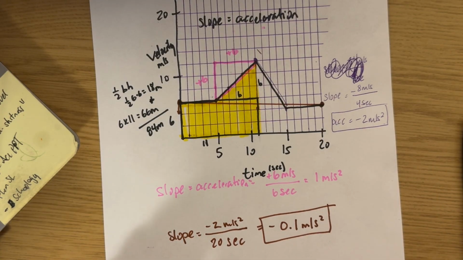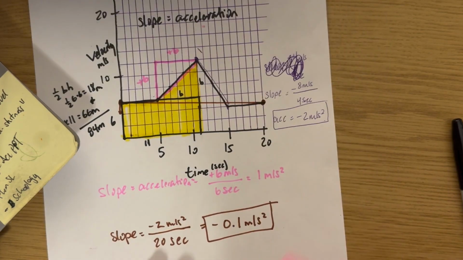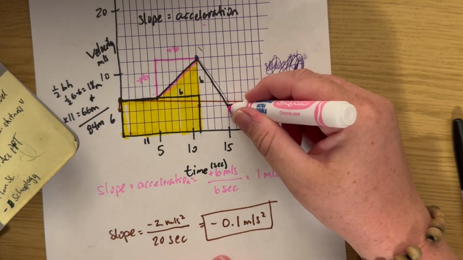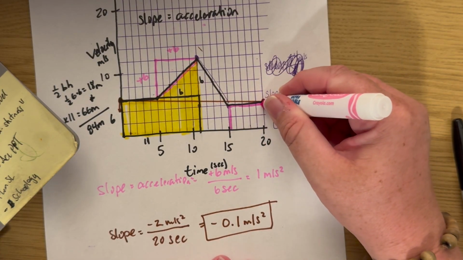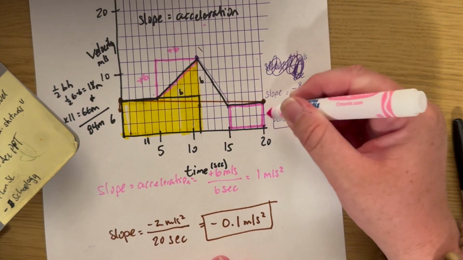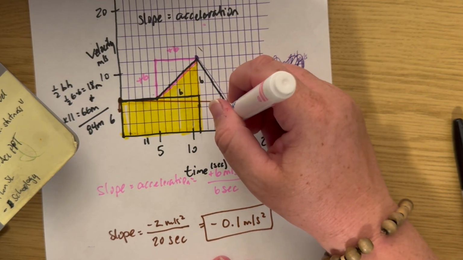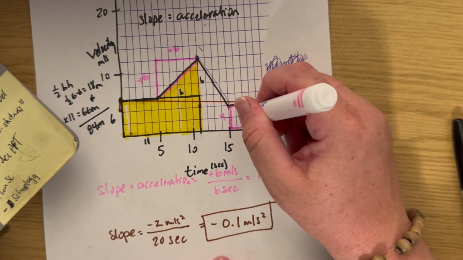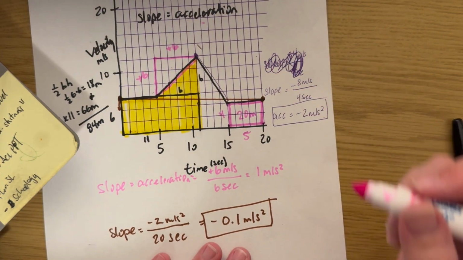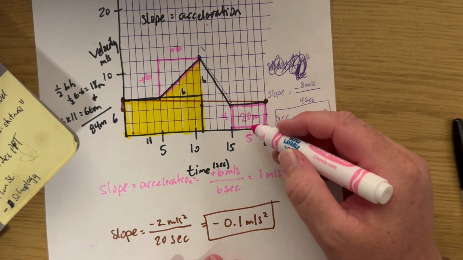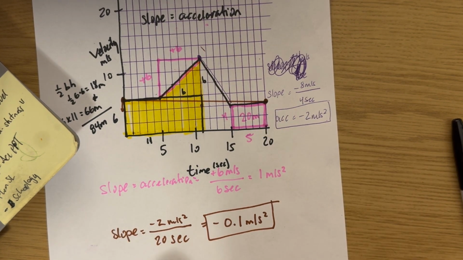So if I wanted to know how far I went in the last 5 seconds, I would take my last 5 seconds and find the area here. And I've got 5 seconds there, and I'm going at 4 meters per second. 4 times 5 is 20 meters. So whatever's happening underneath is how far you've gone.